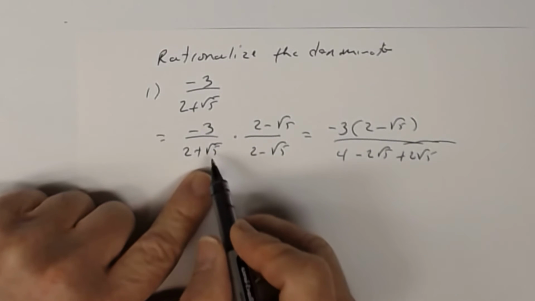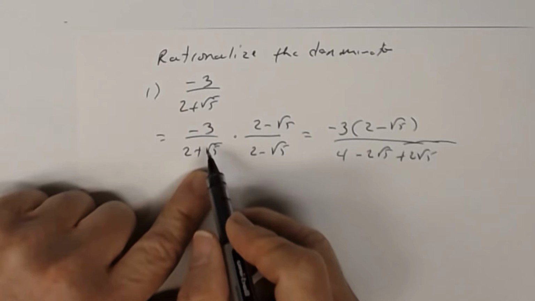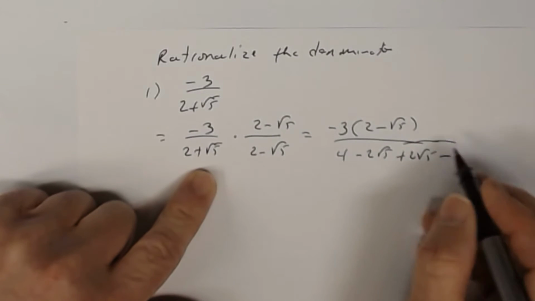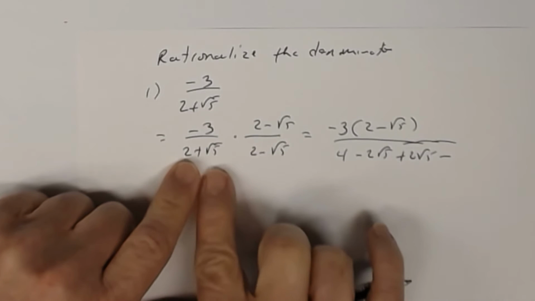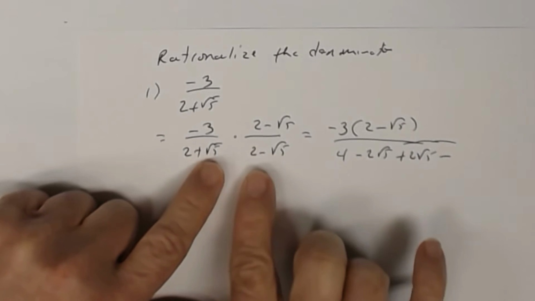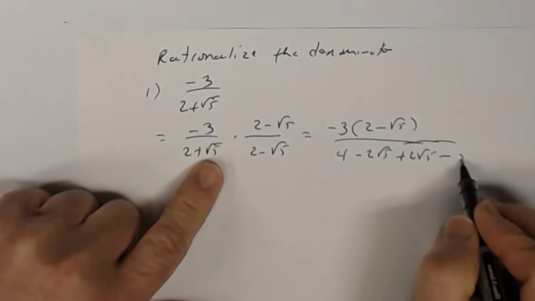Now, you do need to know that the last, you're going to have something there. So a positive square root of 5 times a negative square root of 5. Remember, this is always going to be negative because if you look at the conjugates, the last terms, one's positive, one's negative. So that's always going to be a negative right here. And then square root of 5 times square root of 5 is 5.